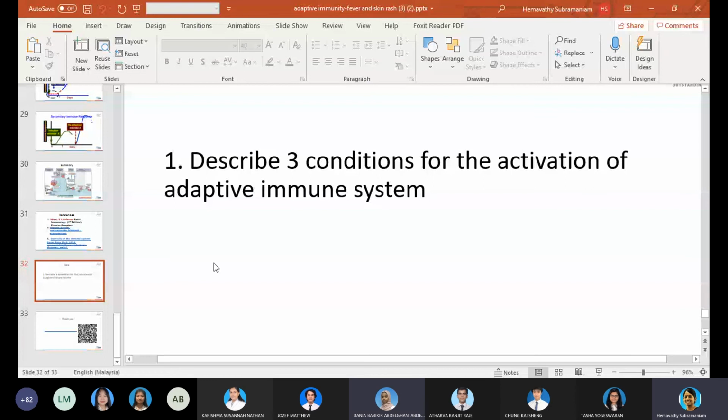Doctor? Yep. Just now, the three conditions for activation, do they have to happen in that exact order? Sorry, what was that? Yeah, the three conditions for activation, do they always happen in that exact order? I cannot hear you. Do you mind typing it in the chat? Okay. Yeah, that'd be helpful.